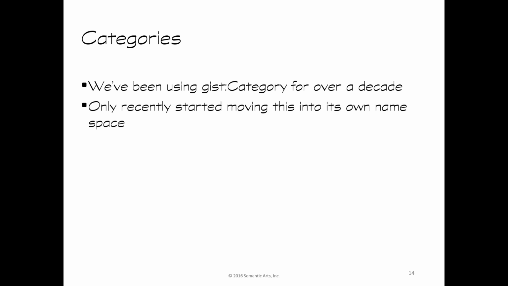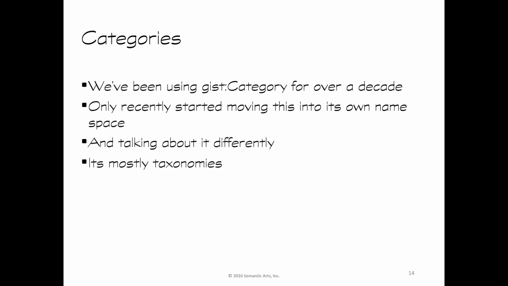So we've been using this idea of category for at least a decade now, and it's essentially just tags that you can use to categorize other items in the ontology. But recently we have started talking about moving it into its own namespace, talking about it differently, really categorizing categories differently. What this talk is about is why we're doing that and what's going on there. Because most of this stuff are taxonomies. Many of them have very little hierarchy to them, but they're taxonomies nonetheless.